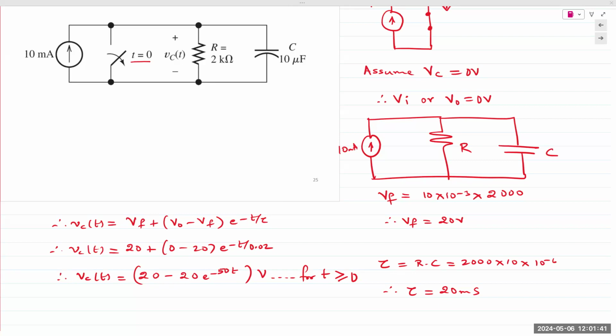Another way to look at it is that the resistor is in parallel with the capacitor, so the voltage across all three components will be exactly the same. At the end, the capacitor behaves like an open circuit, meaning nothing is flowing through there. All of the current flows to the resistor, and that resistor voltage would be 20 volts, and that would be in parallel with the capacitor.